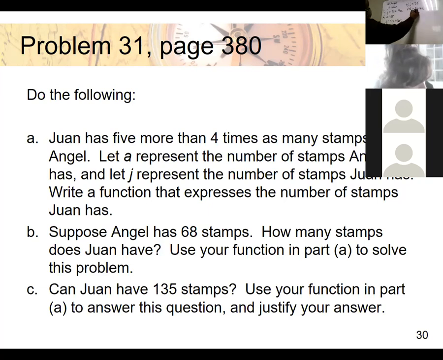Now we're going to solve this equation for A. That means we need to subtract 5 on both sides to get 130 is equal to 4 times A. And then if I divide both sides by 4, that means A is going to be equal to how much? 32.5.